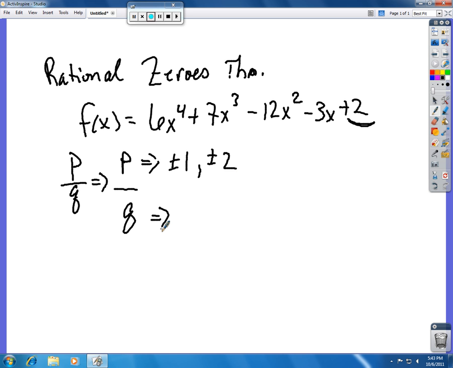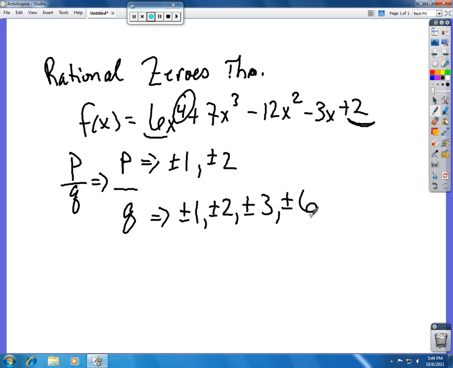And now your q, your denominator, the numbers that it can potentially be are the divisors of your leading coefficient, or your coefficient that is multiplied by the variable with the highest degree, which in this case is 6. So now, the numbers that can divide 6, okay. So now we have our possibilities of what our fraction could look like. Your p could be 1 or 2, or -1 or -2, and then your q, your denominator, could be 1, 2, 3, or 6, positive or negative, and any one of those combinations.